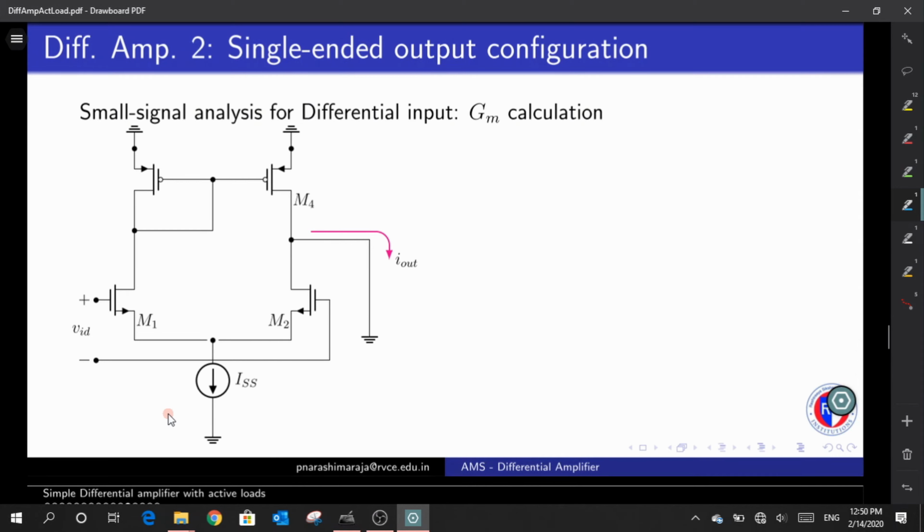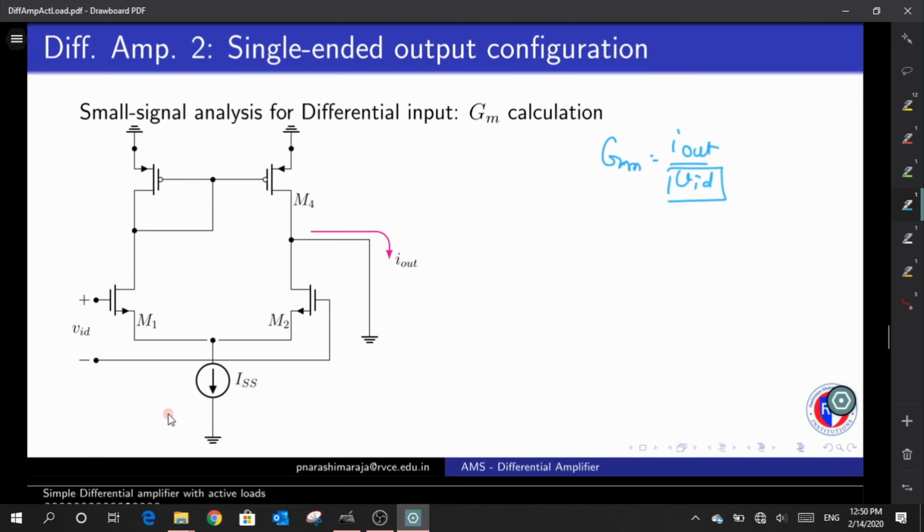The similar structure has been replicated here. I have my VID, and the question is whether the circuit is symmetric, so that we can apply all those results that we have got. The symmetry is observed right from the input, because a GM relates my input to the output. So the capital GM is nothing but I out by VID. From the perspective of this VID, I am looking at whether this circuit is symmetric under its input condition.